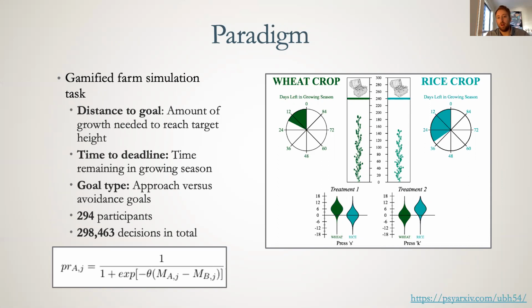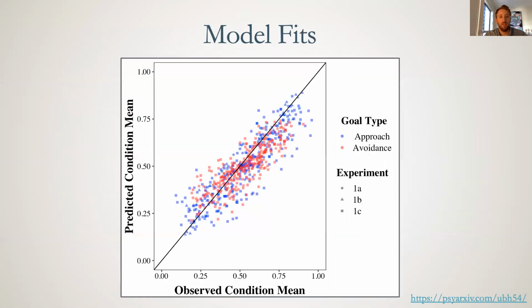And the model assumes that the probability of prioritizing a goal was a logistic function of the difference between the motivational value of the goal and the motivational value of the other goal. And so the likelihood function is shown there on the bottom left. We estimated the parameters using hierarchical Bayes. Lots more information about this in the paper. To summarize though, the model fits were pretty good, especially given that this task is a little bit more complex than the other tasks you see in the decision-making literature.